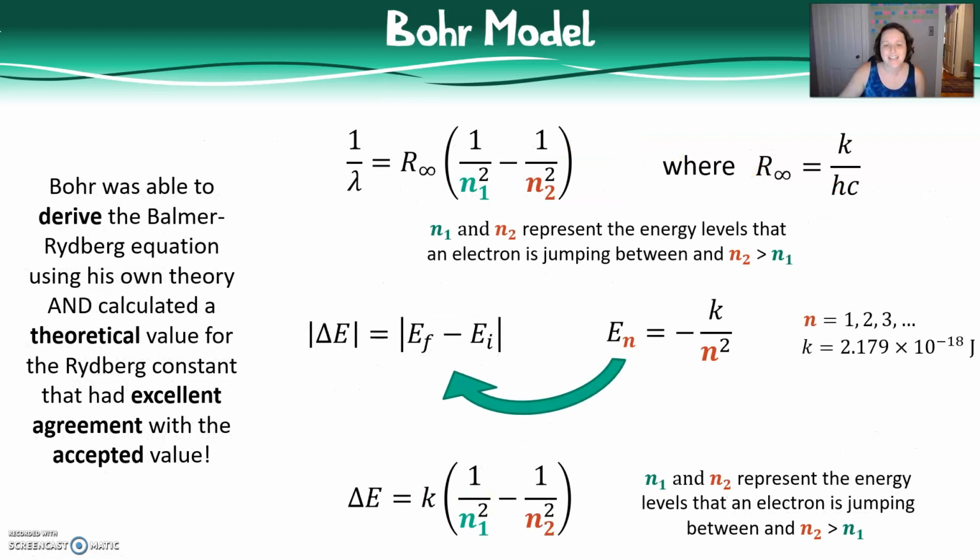Bohr's model becomes accepted because it helps explain the experimentally derived Balmer-Rydberg equation, and Bohr is also able to use this model to calculate a theoretical value for the Rydberg constant that had excellent agreement with the experimentally determined value set by Rydberg from his study of the hydrogen atomic line spectrum. And it's always good when a modeled value matches an experimentally determined value. Finally, Bohr extends the Balmer-Rydberg equation to give an equation that allows calculation of the energy difference in electronic transition instead of just the wavelength.